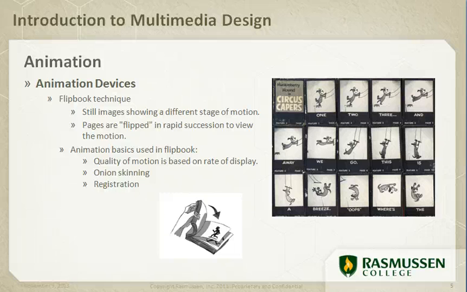Onion skinning is used to draw one image and then the succession of images that follow. And registration physically aligns the images with one another, as we can see here with the book. Once they're all connected into one book and we start to flip, they're registered so that it feels like the illusion of motion as we flip through.